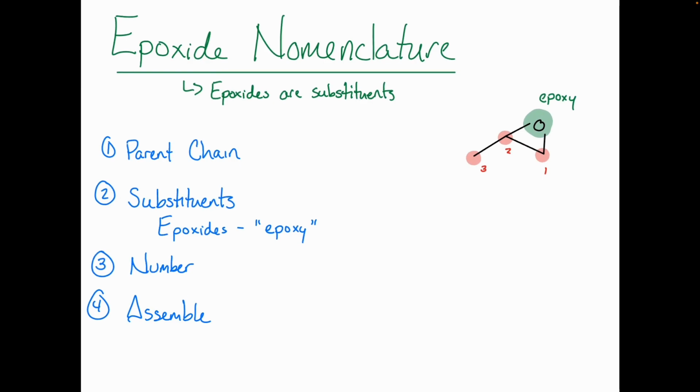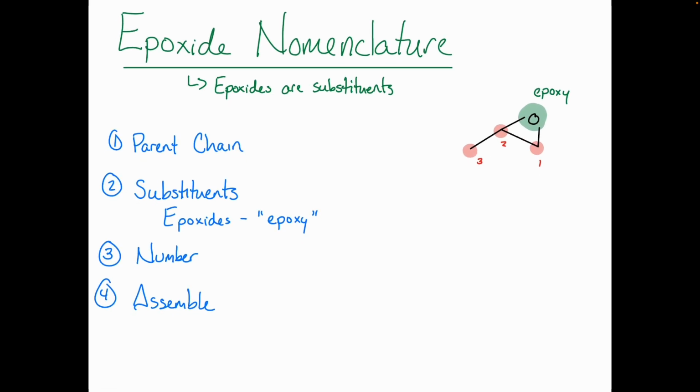And then when we go to assemble the name, and this is the weirdest part about epoxides, you're going to include both locants in your name, meaning the numbers of both carbons that the epoxide is attached to. So this is 1,2-epoxypropane.